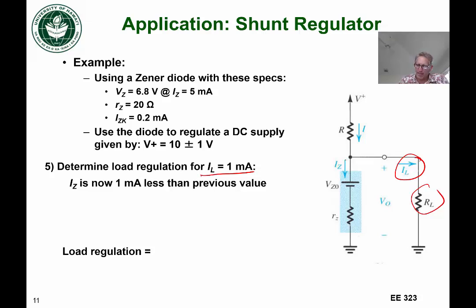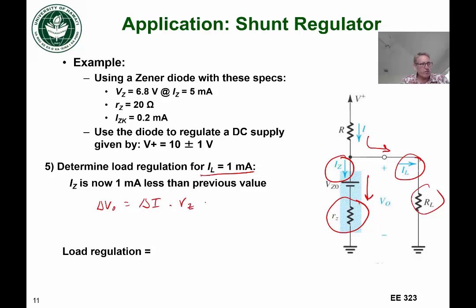And so now the current IZ is going to be 1 milliamp less because we're getting a milliamp to go through the load. So again, we can determine what the change in voltage is through this resistor RZ. And so we can say that delta V out is equal to the change in IZ, the change in the current flowing through our Zener diode, times RZ.